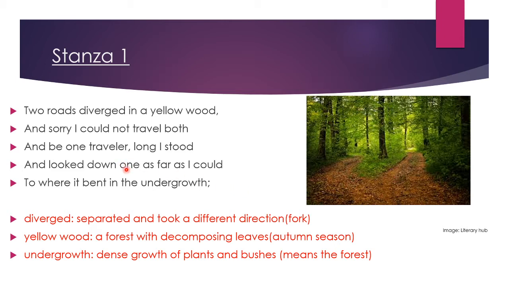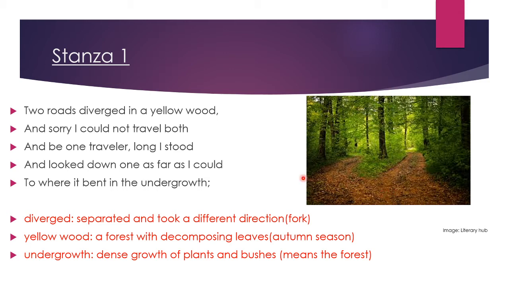So "he looked down one as far as I could to where it bent in the undergrowth." So, standing here, he looked at both the roads as far as it bent. So, it is bending here, you can see. Bent here means turning. So, it is turning here, and then the road is not visible anymore because it is now covered with leaves and dense growth here.